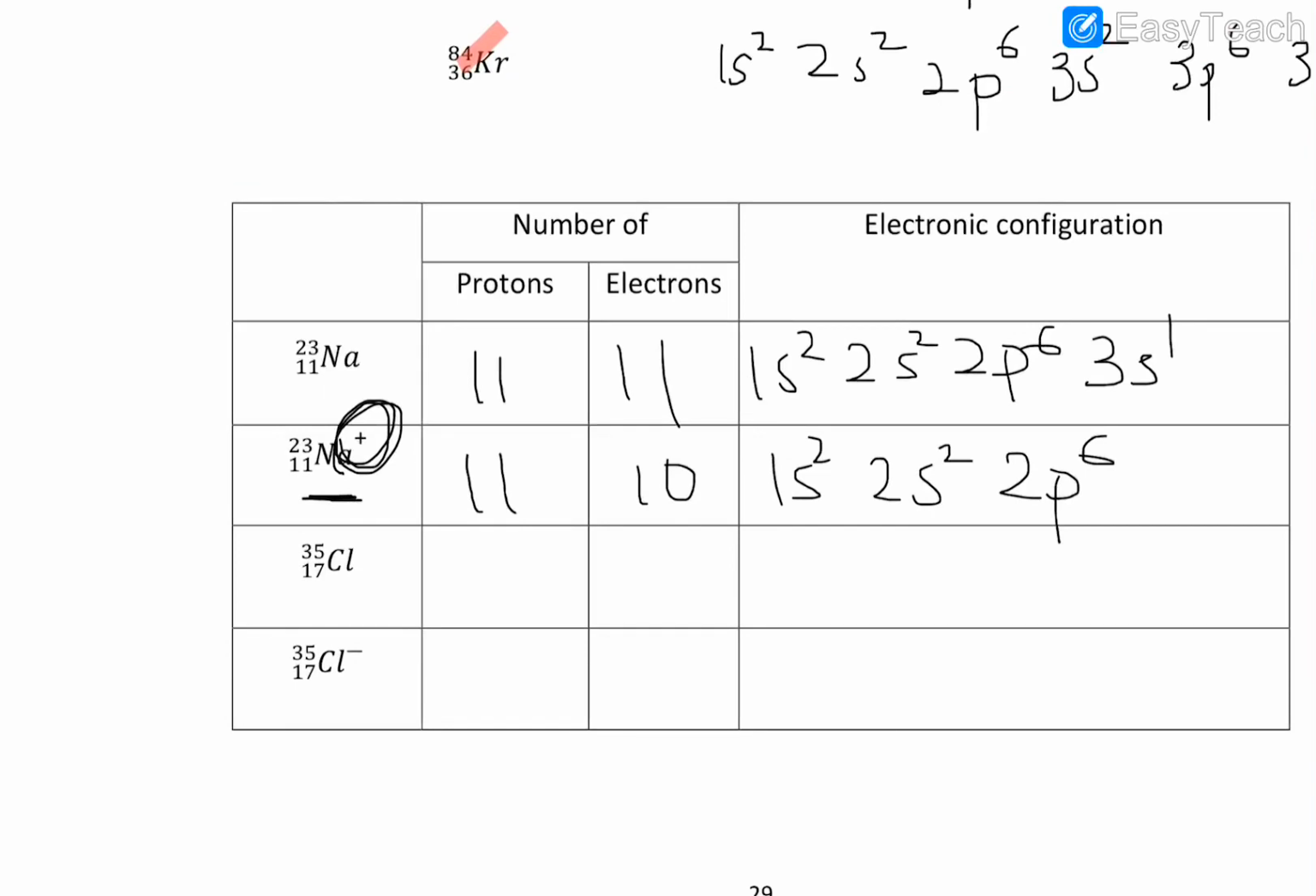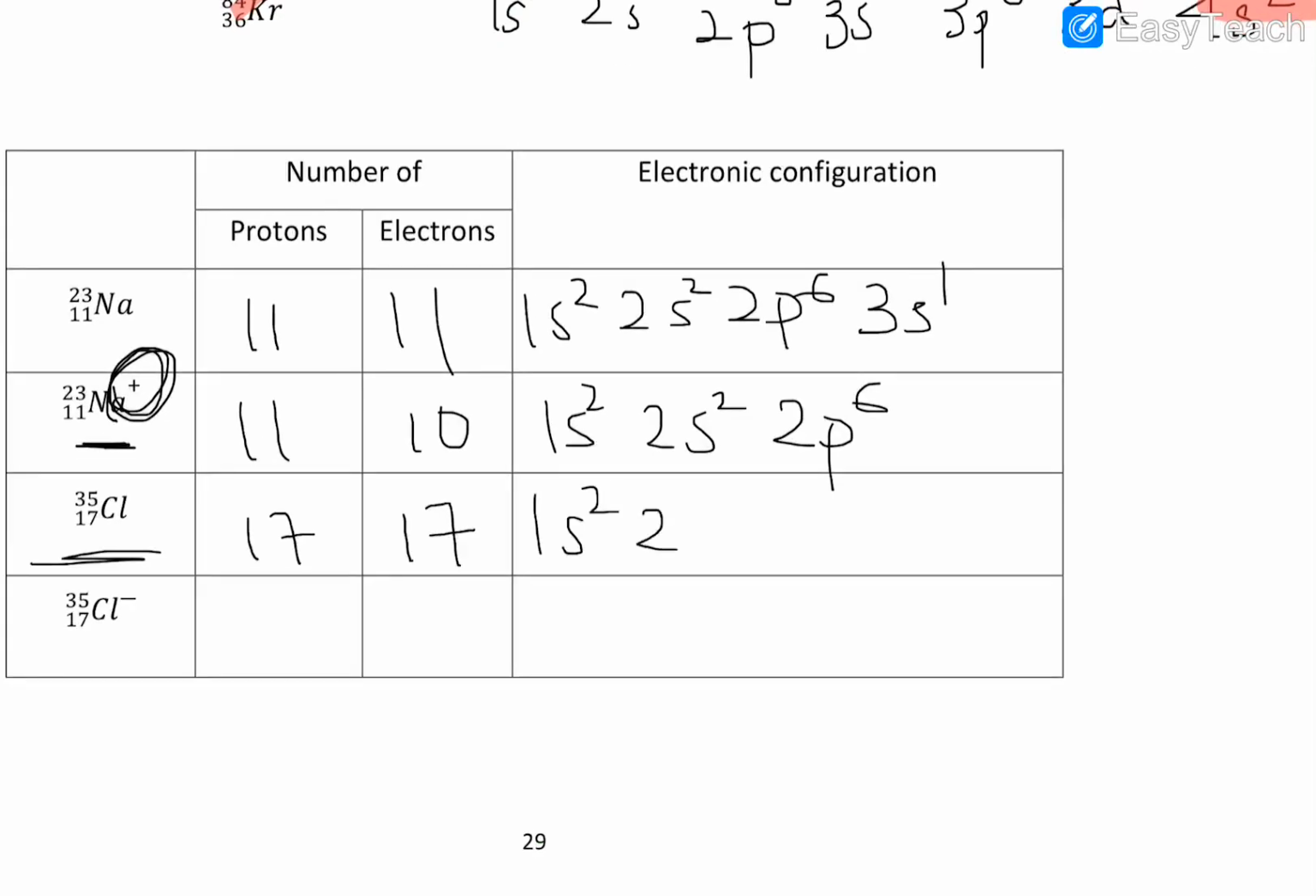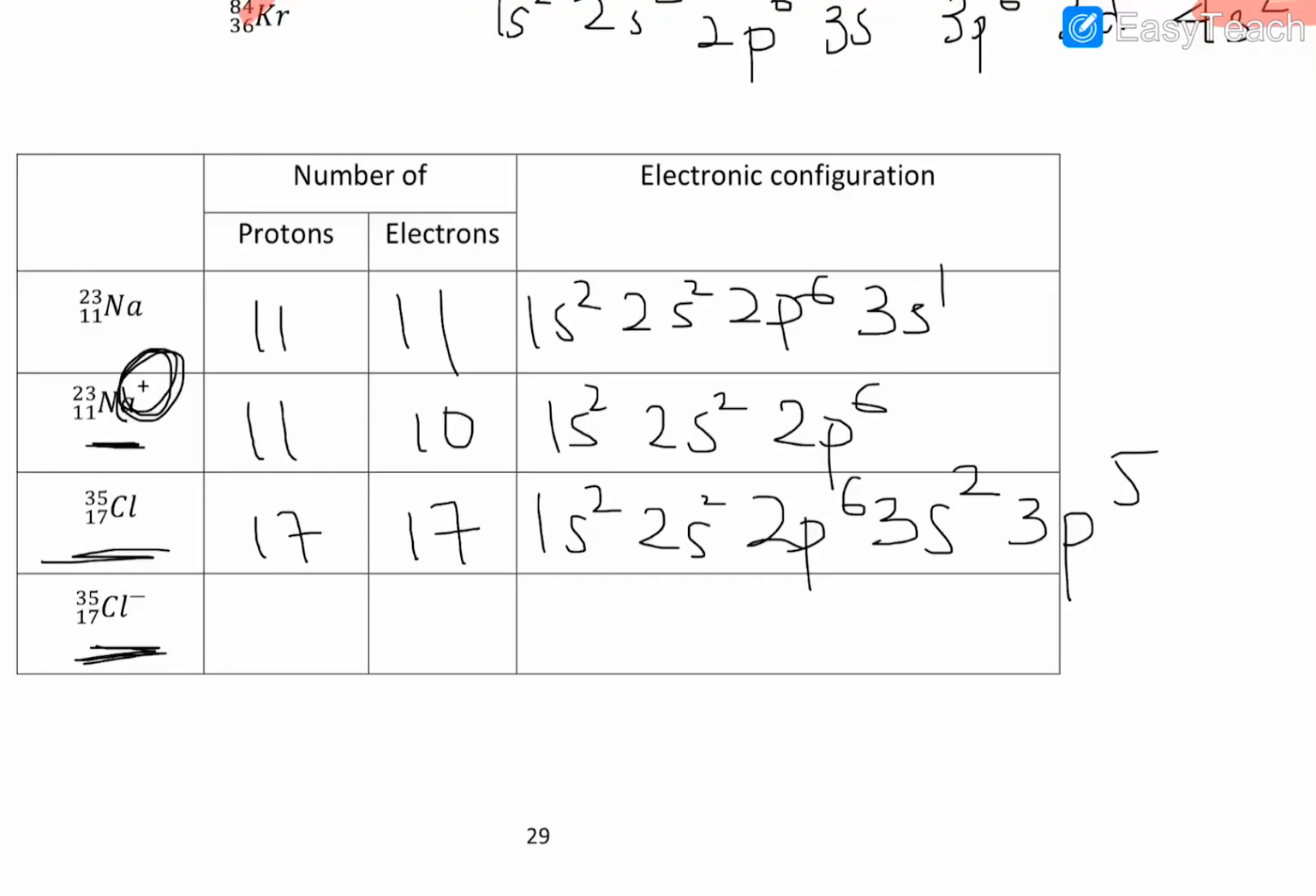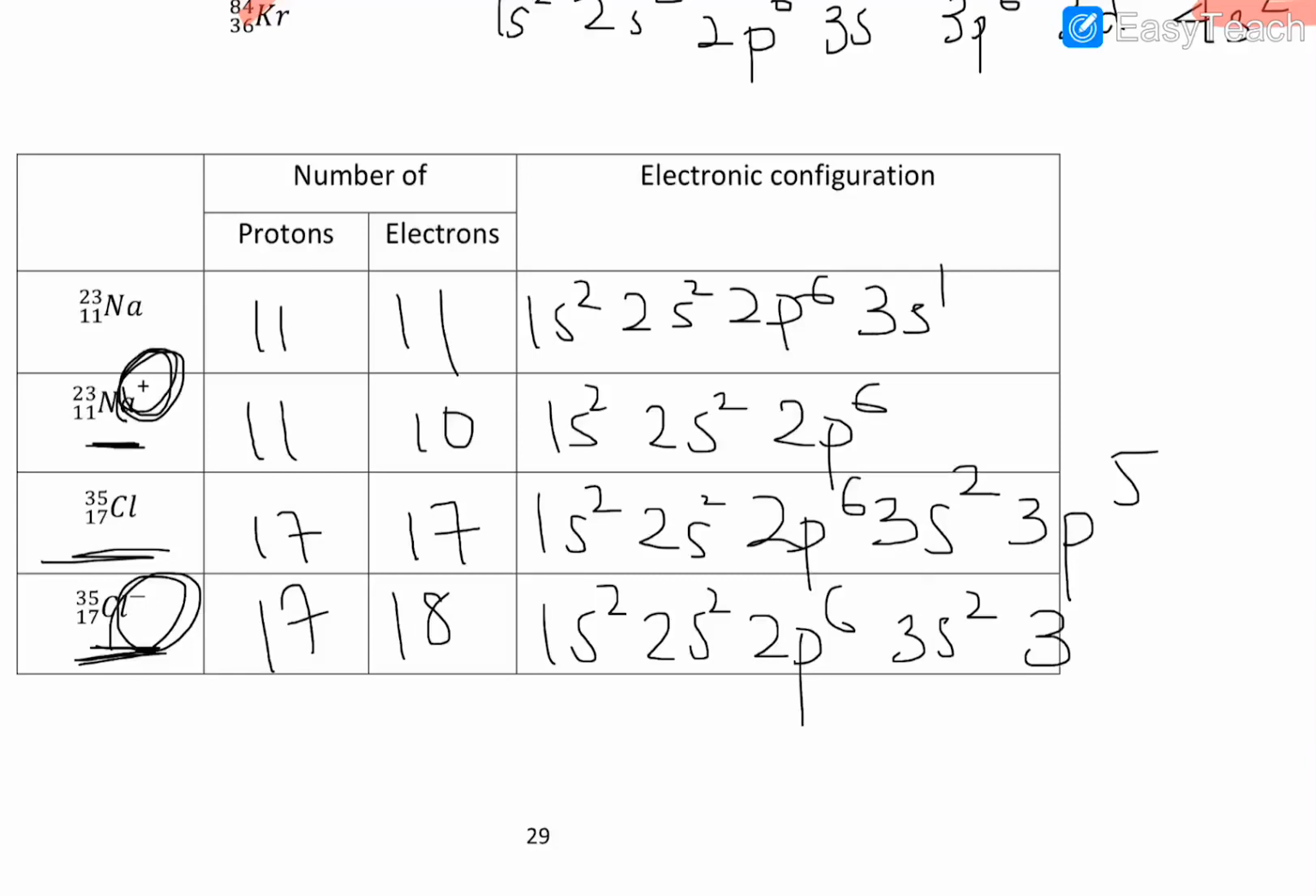Okay, chlorine 17 protons, 17 electrons for the atom, so 1s2, 2s2, 2p6, 3s2, and 3p5. And here negatively charged, so it means that it's going to gain one electron, 18 electrons, so 1s2, 2s2, 2p6, 3s2, and 3p6. So it has gained one electron. Here it has lost one electron.